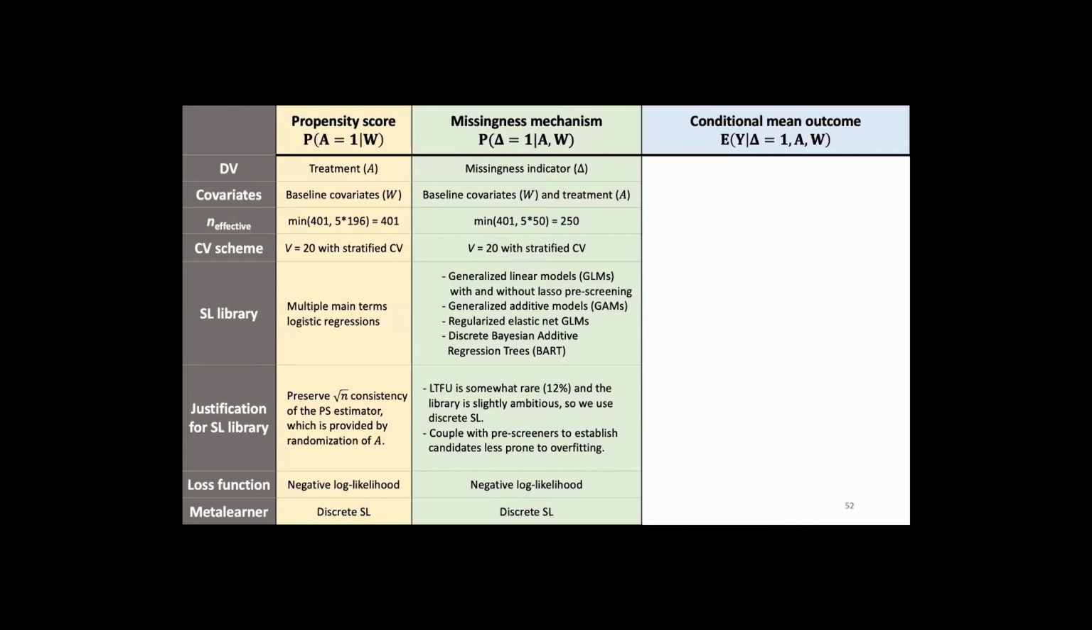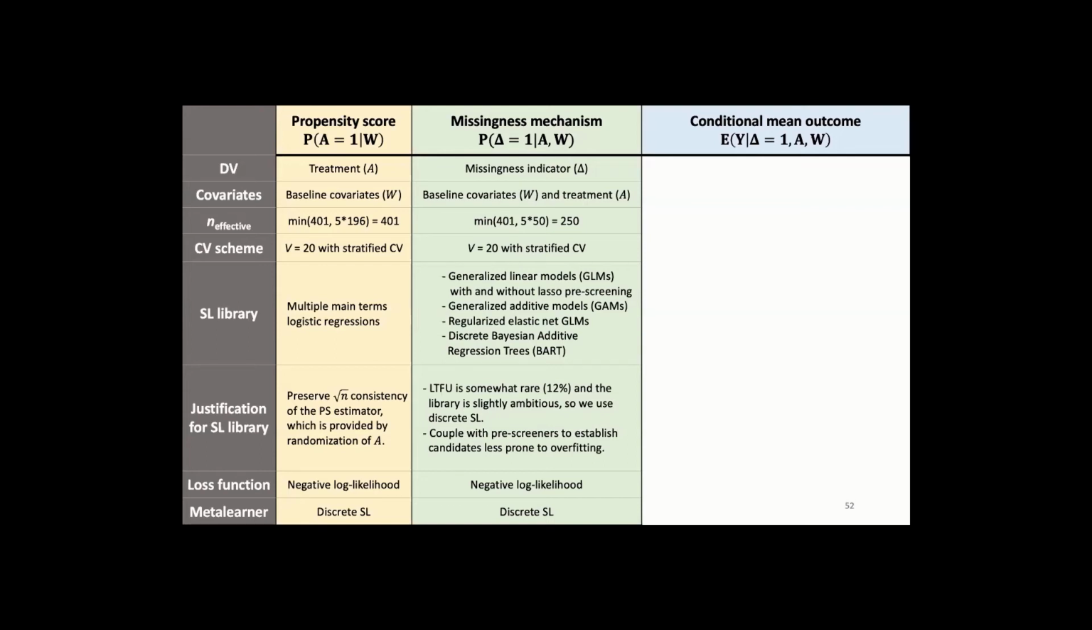Okay, moving on to the missingness mechanism, predicting the conditional probability distribution that the outcome is observed given the treatment and covariates. Here, the effective sample size is 250 because we lost 50 subjects, and that was our N rare. And again, V equals 20 with stratified cross-validation. We're going to use generalized linear models with and without lasso pre-screening, generalized additive models, regularized elastic net GLMs, and discrete Bayesian additive regression trees, BART.